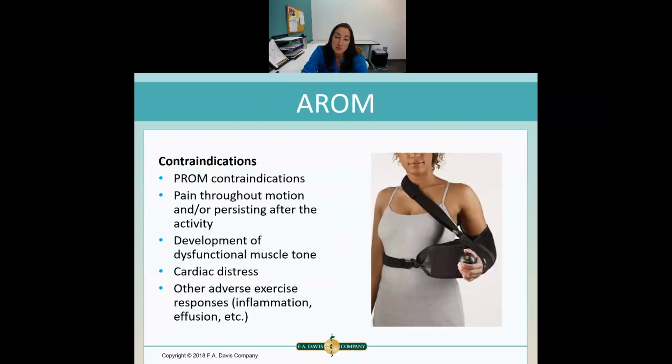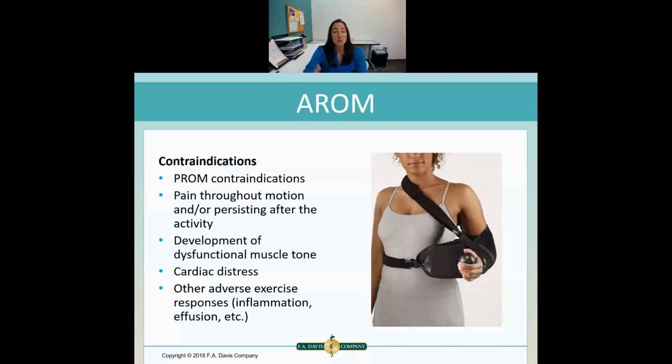Active range of motion: some of the contraindications would include all of those we discussed with passive range of motion, as well as pain throughout the motion or persisting after the activity. If just moving it themselves puts them in a lot more pain, then avoid active range of motion. They're not quite ready yet.